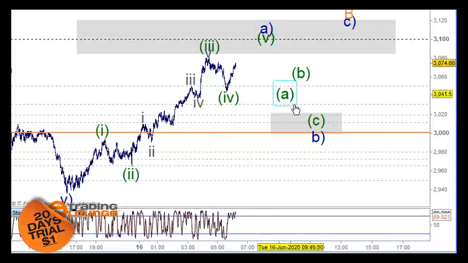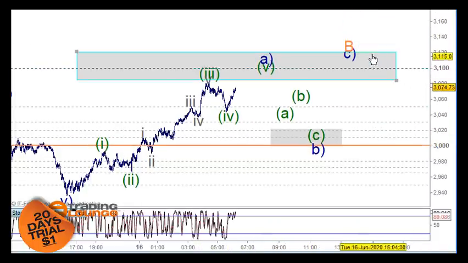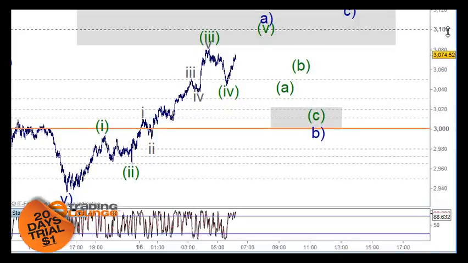So an A wave, a B wave, and a C wave moving up here. It may go up, this is the 61.8%, it may go up to the 78.6, the next Fibonacci number up here. So yeah, a little bit tricky there.